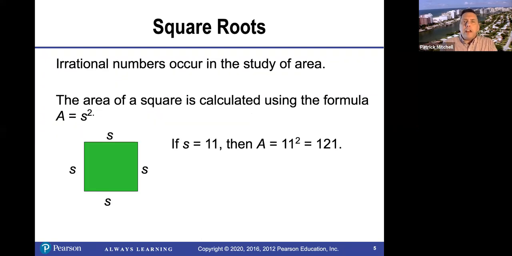So irrational numbers occur in the study of area. Remember that the area of a square is calculated using the formula A equals S squared. If S equals 11, then the area is 11 squared, which is 121.